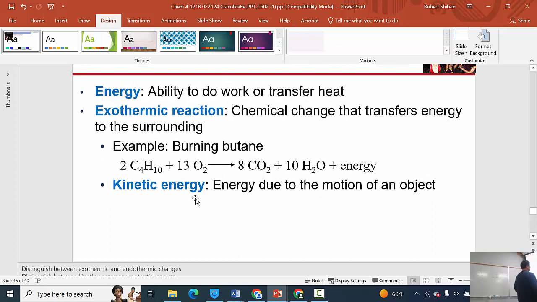Now, the energy, what we'd like to do is, there are 2 types of energy. What are the 2 types of energy?